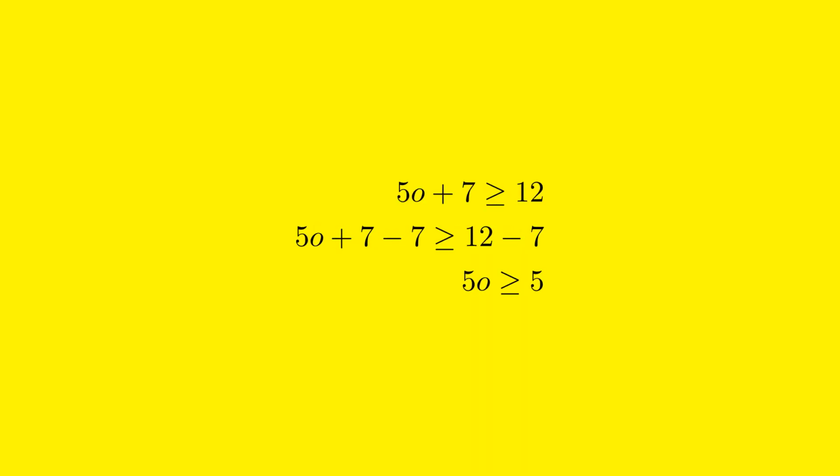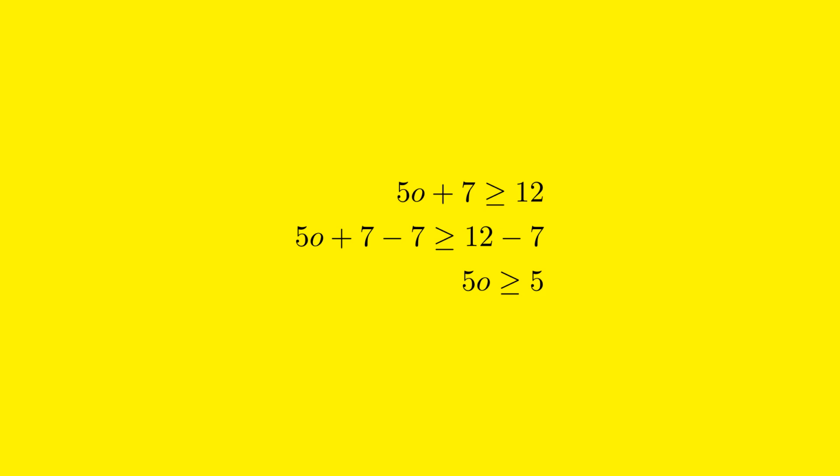To solve the inequality 5o plus 7 is greater than or equal to 12, we will first isolate the variable o on one side of the inequality. We start by eliminating the constant term on the left side of the inequality. The constant term here is 7. To remove 7, we will subtract 7 from both sides of the inequality. This helps maintain the balance of the inequality. It is similar to what we do in regular arithmetic, where we perform the same operation on both sides of an equation to keep it balanced.